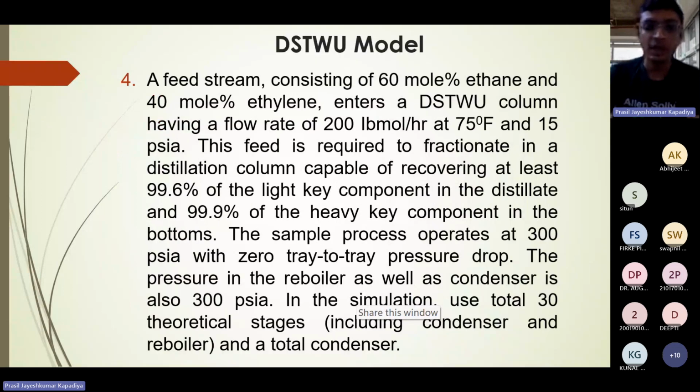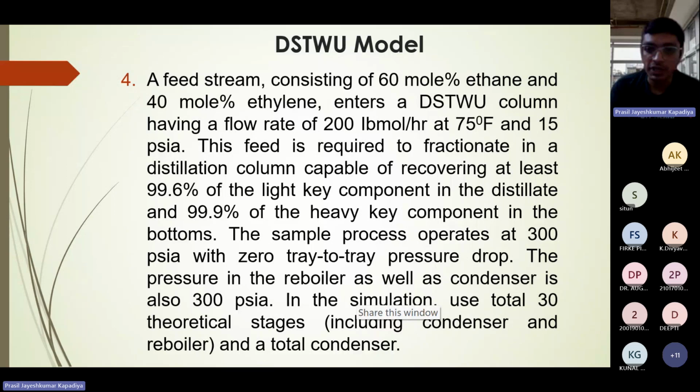A feed stream consisting of 60 mole percent of ethane and 40 mole percent of ethylene enters a DSTWU column having a flow rate of 200 pound moles per hour at 75 Fahrenheit and 50 psi pressure. This feed is required to fractionate in a distillation column capable of recovering at least 99.6% of the light key component. So we are just giving the condition that I need 0.996 recovery of the light key component and 99.9% of the heavy key component in the bottoms.